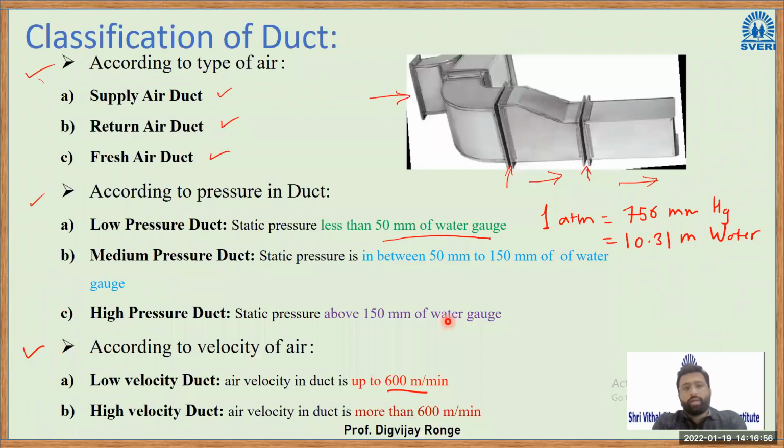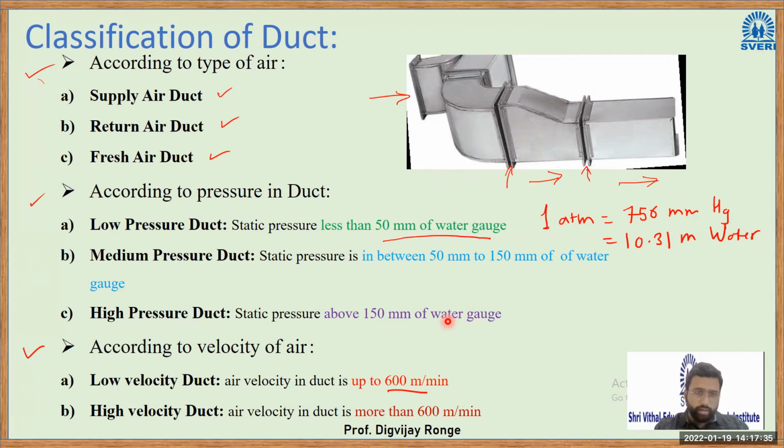Now, classification of duct. What are the types of ducts? What are the major classifications of duct? What are the subparts that we'll see? According to type of air, there are 3 types: supply air duct, return air duct, and fresh air duct. This is just labeling, given just to know which air is passing where. Generally, fresh air is indicated by green color, return air is indicated by red color, and supply air is indicated by blue or cyan color.